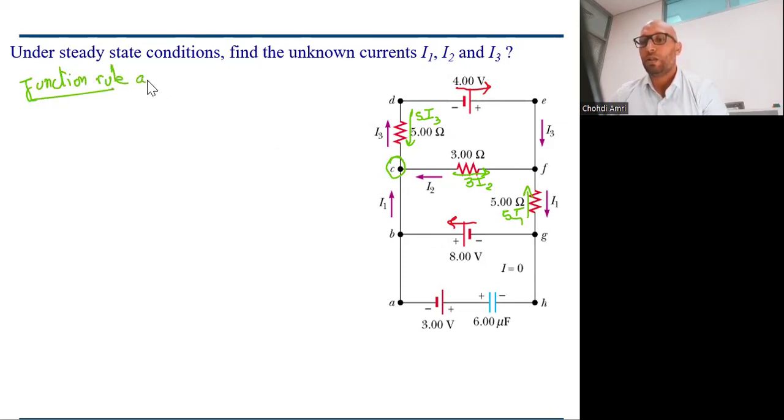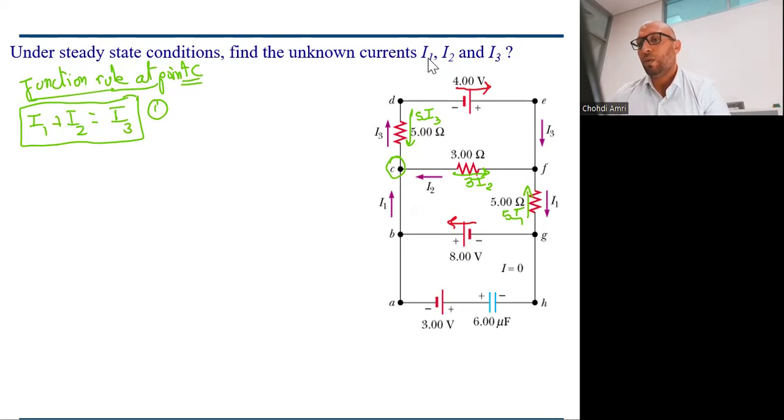At which point? At point C. Okay, so what do we have as junction rule? The sum of the current leaving is equal to the sum of the current entering. So we can write I1 is entering plus I2 is entering will be equal to I3 leaving. And this is equation number 1.